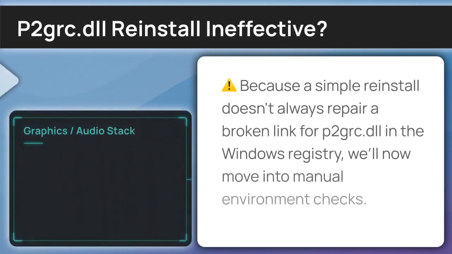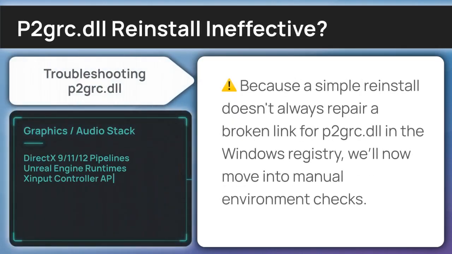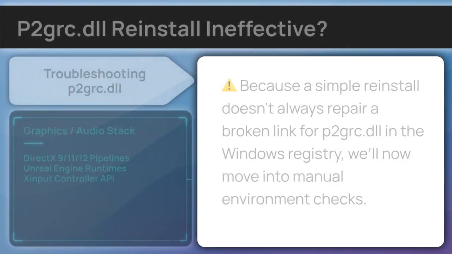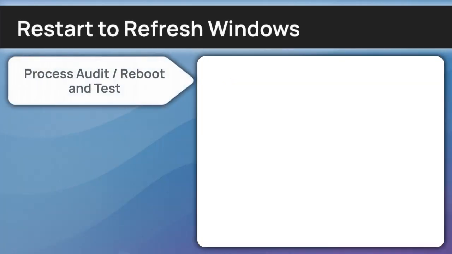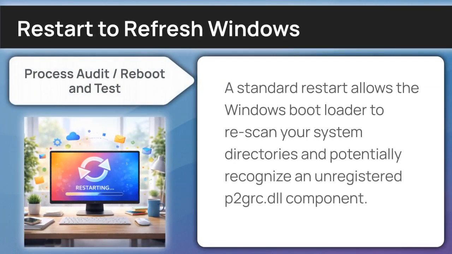If a standard reinstallation doesn't restore the library, we need to verify if the system environment is properly recognizing the new components. A standard reboot clears out temporary memory conflicts and gives the Windows loader another chance to properly register the P2GRC library component during startup.